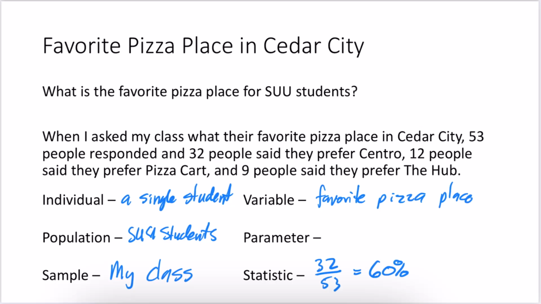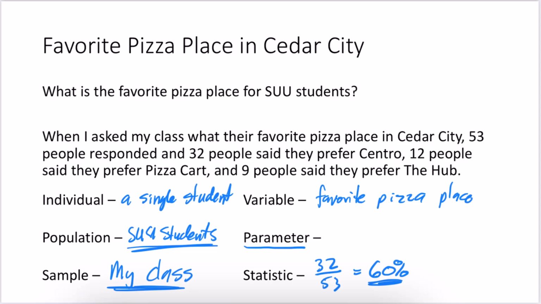their favorite pizza place. Now the parameter, I wouldn't actually be able to calculate this unless I asked every single SUU student what their favorite pizza place was. And so the parameter is something that's unknown, but if I did my sampling in a way that really was fairly representing the entire population, I would assume that my parameter is going to be pretty close to 60%. And so a big part of statistics is figuring out whether your sample really is a fair representative of the population that you're trying to study.